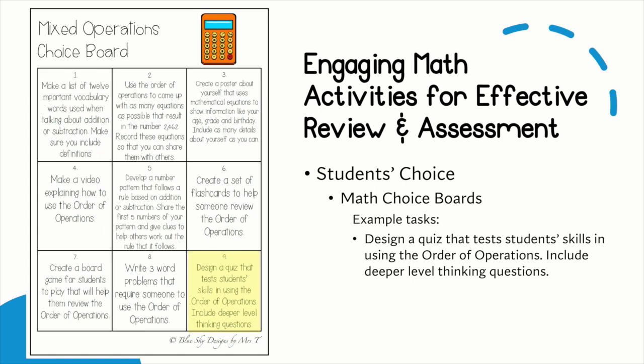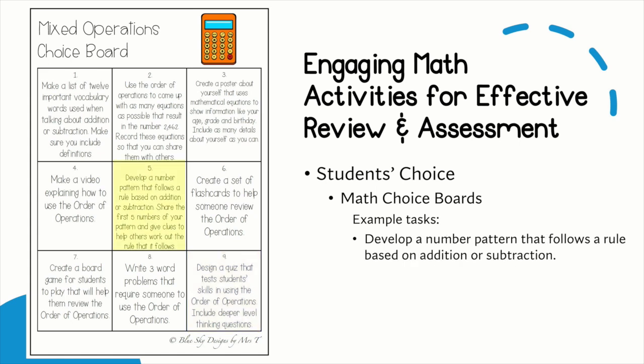Or you can get them to do things like develop their own number pattern, and you could even include some of the other examples like how many ways can you come up with the result 2,462. So using some of the other examples I've already gone through within your choice board. I hope that those ideas have given you a little bit of inspiration of some new things you can try when it comes to assessment and review in your learning space.